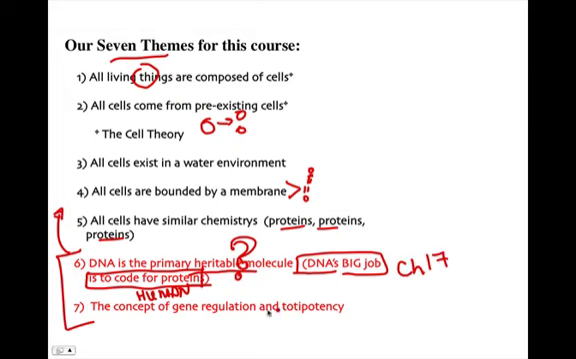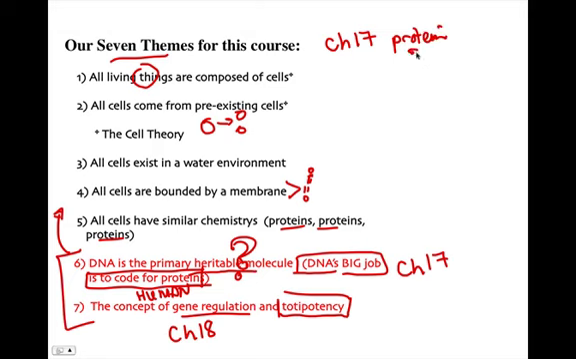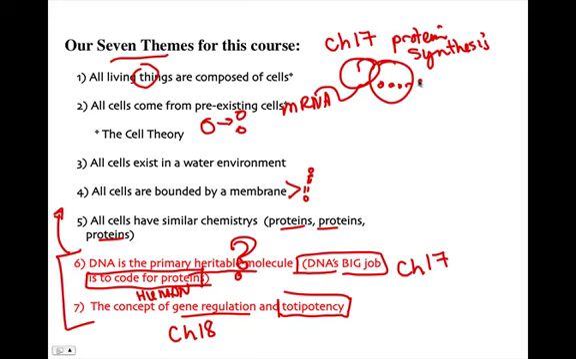And then we're going to learn about the concept of gene regulation in chapter 18, and a concept we'll talk about called totipotency. So these are featured really in chapter 17 and 18, and here's the order that we're going to go through these chapters. Chapter 17 is about protein synthesis, so zooming in on the ribosome and learning about how the ribosome uses the mRNA template to code for a protein. Then chapter 18 will explain gene regulation.